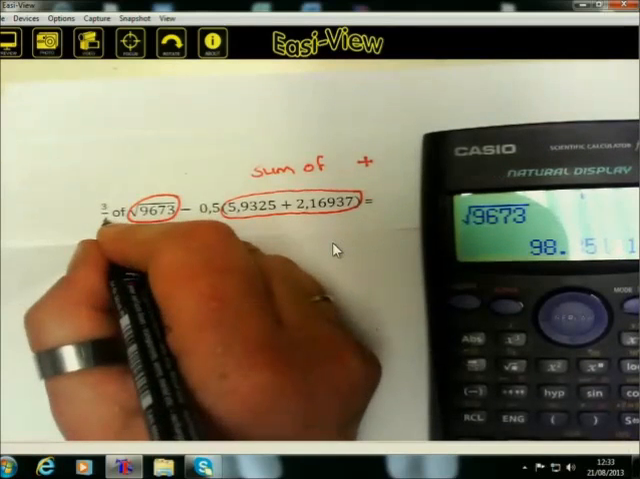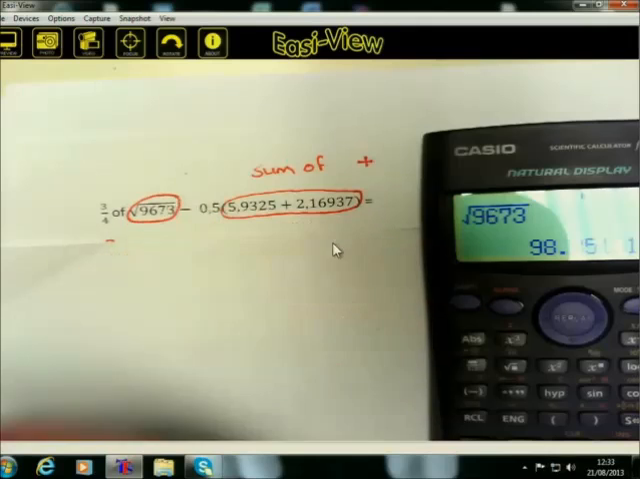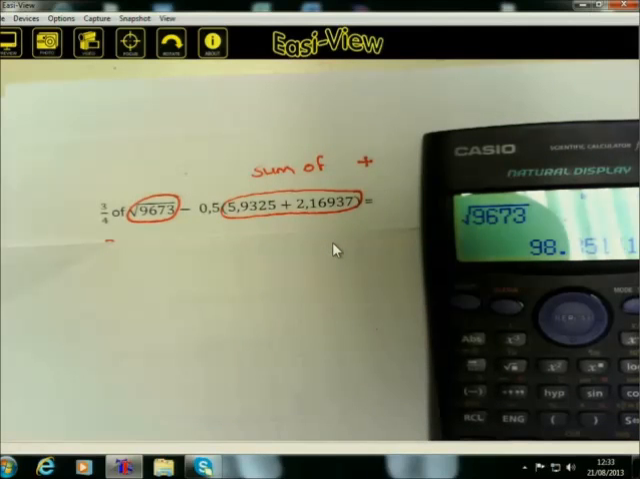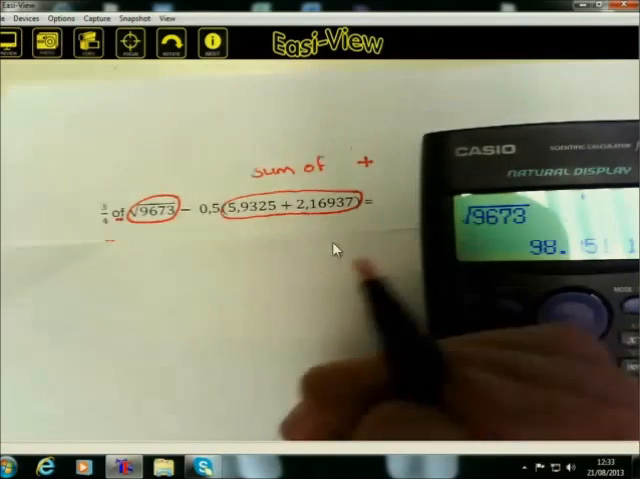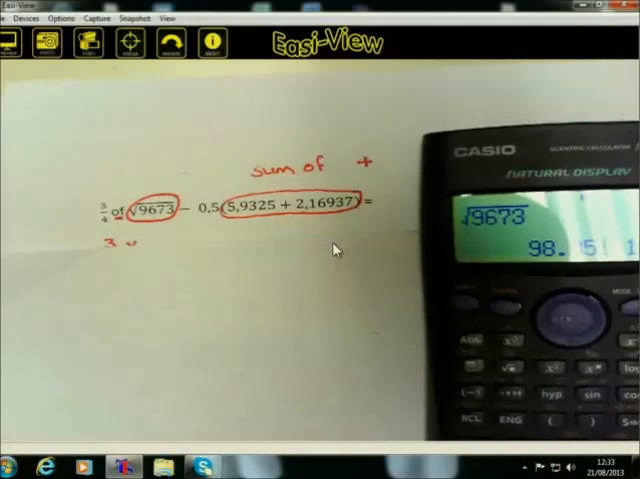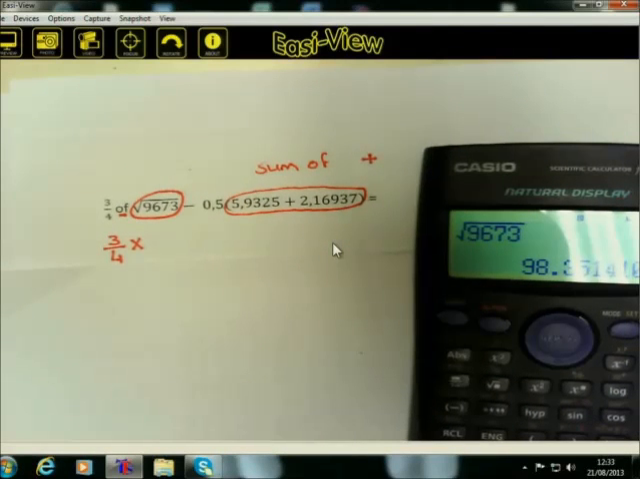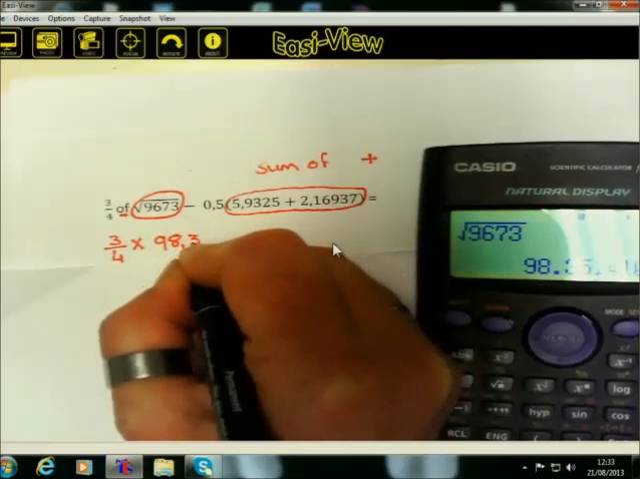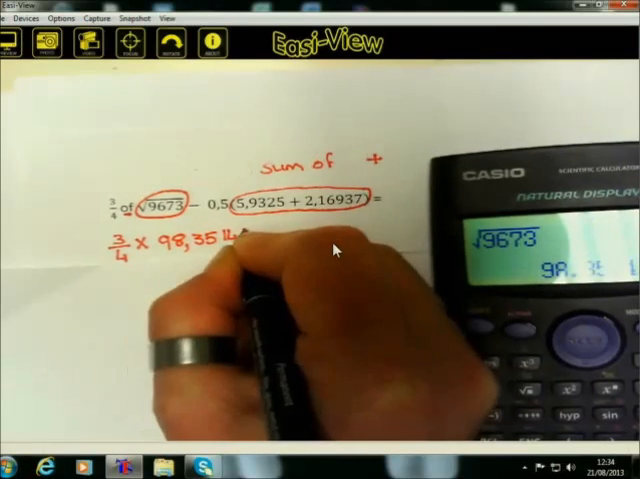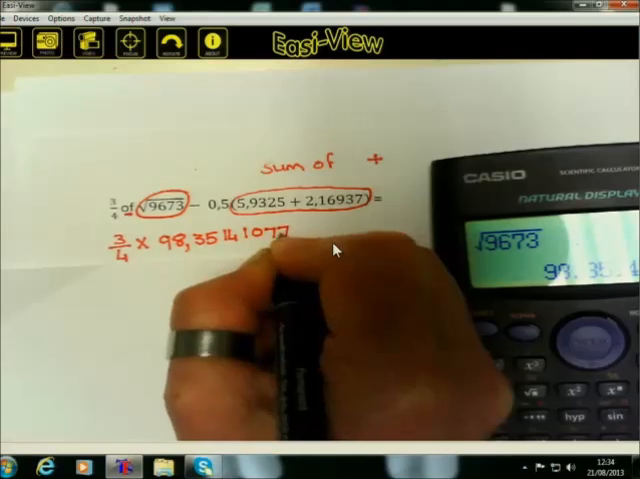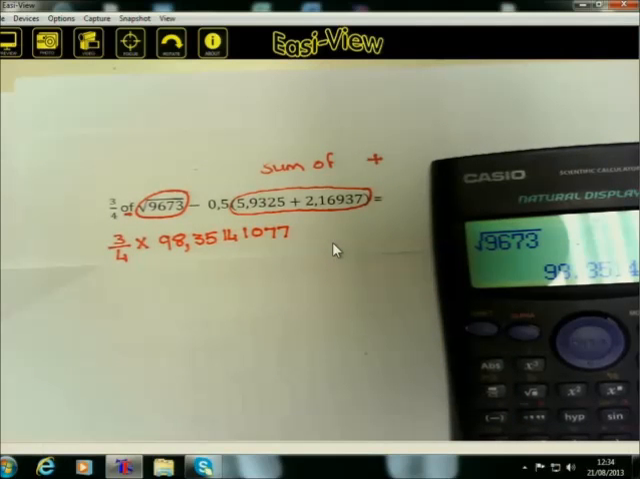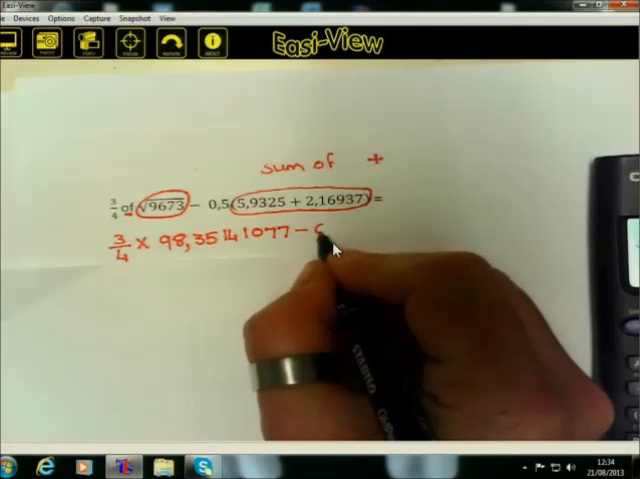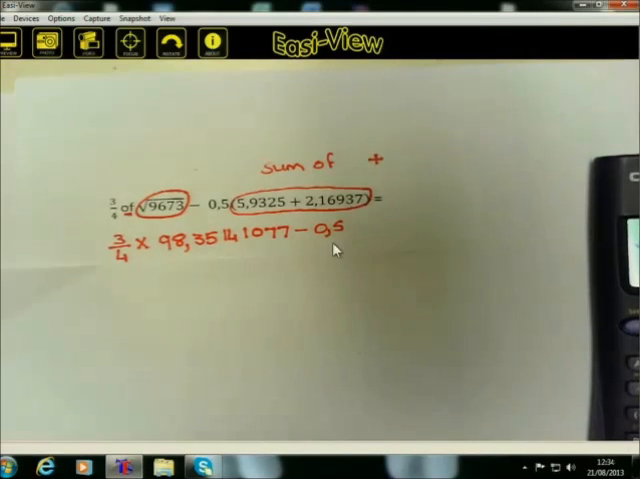I have 3/4 of the square root of 9,673. What does of mean? Of means multiplication. So I'm going to say 3/4 times, and now I worked out the square root. I'm going to write everything down: 98,35141,077, so that I can get the most accurate answer possible. I'm not going to subtract right now. I'm first going to do the brackets.